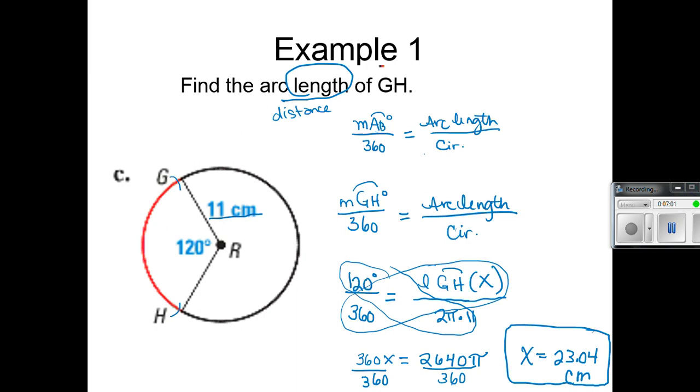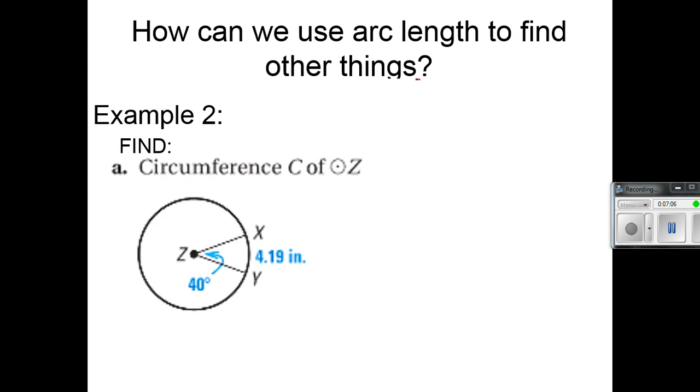All right, let's go ahead and do the next one. How can we use arc length to find other things? Okay, so now we want to find the circumference of this circle, and this circle is called Z because the center is Z. You always name circles based on their centers. So this circle would be circle Z because the Z is the center. All right, so let's go ahead and see if we can do this.